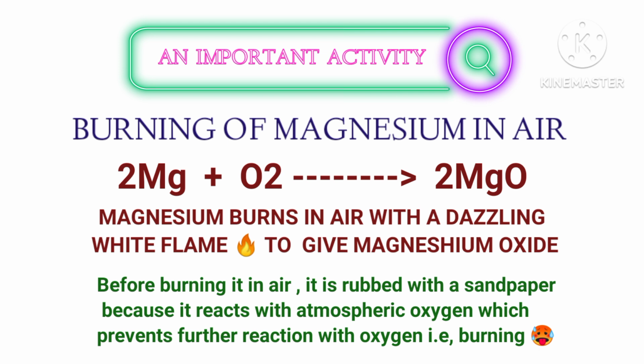An important activity: burning of magnesium in air. Magnesium burns in air with a dazzling white flame to give magnesium oxide. Before burning it in air, it is rubbed with a sandpaper because it reacts with atmospheric oxygen, which prevents further reaction with oxygen, that is, burning.